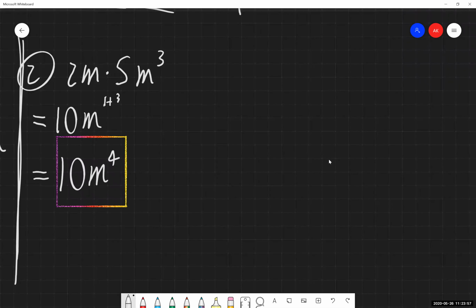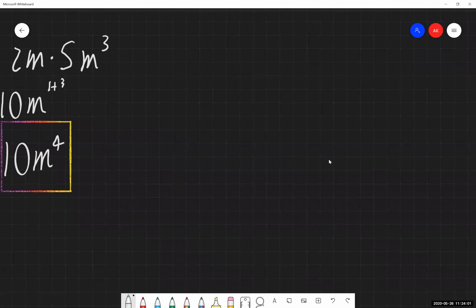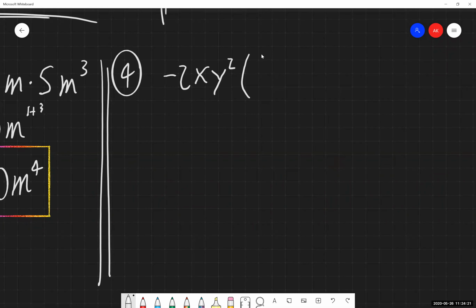Let's take a look at number 4 from that first set, because I think that's a better one to take a look at here before we go on to the others. So number 4 from that first group of examples, we are given negative 2xy squared times 8x to the third y to the fourth.